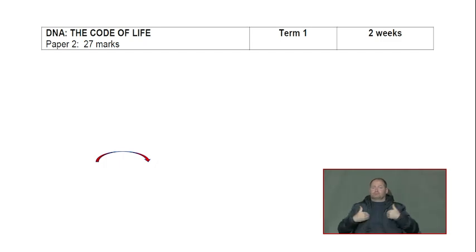The first topic that you must know will be on the paper. It's DNA, the code of life. Please just ignore the marks there. It must be 60 marks. So everything on DNA, the code of life, will be 60 marks from question 1 up to the last question.